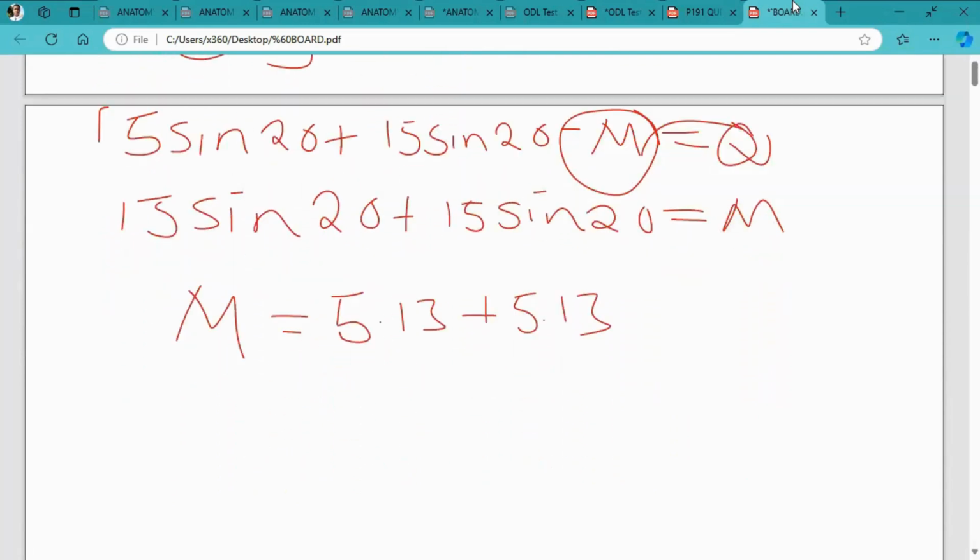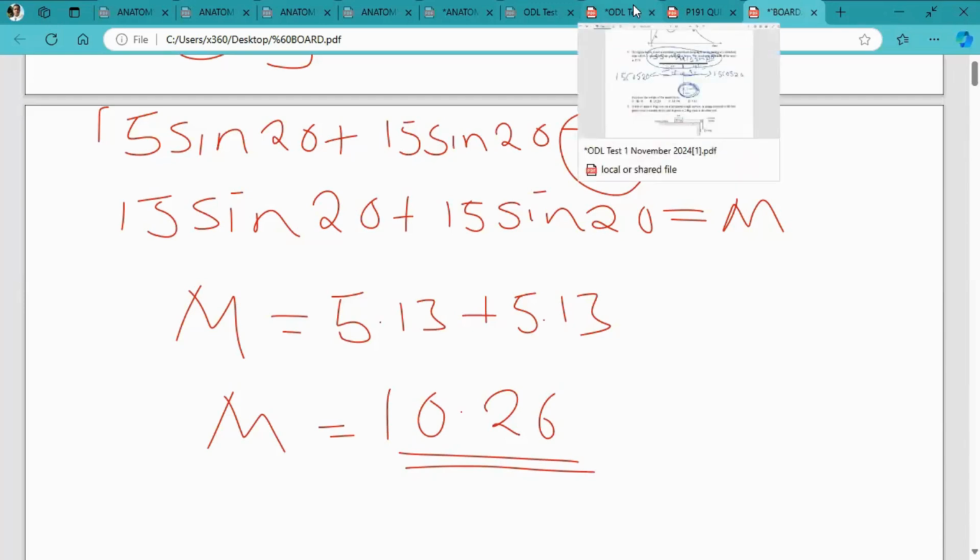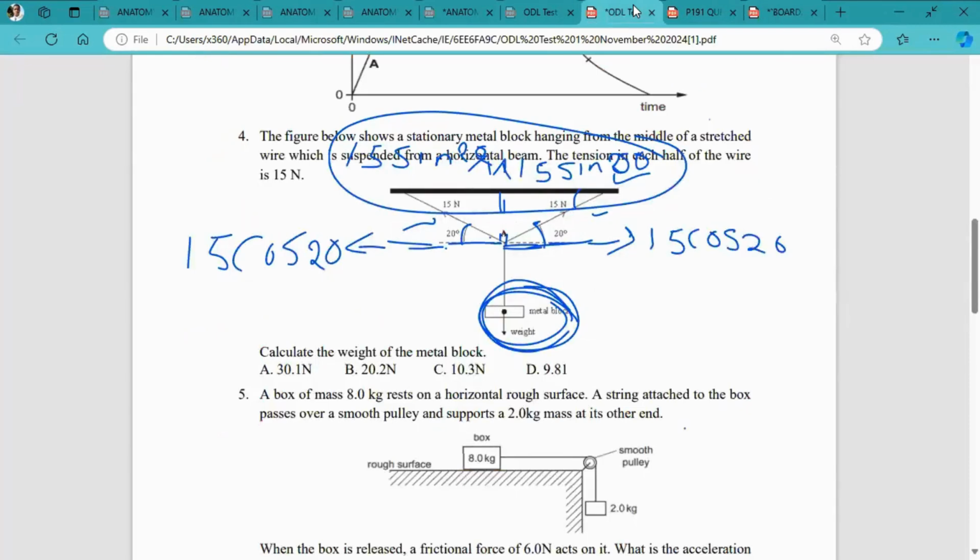And finally, we'll get our m is equal to what? It is equal to 10.26. And that is the value of the weight of our m here. So if that is the answer, we found 10.26 newtons.